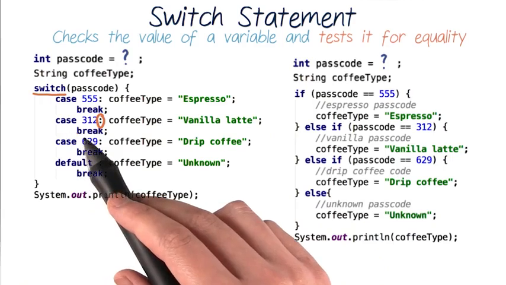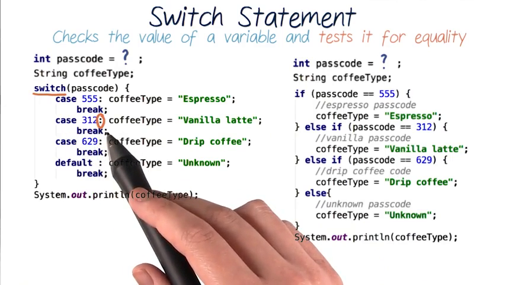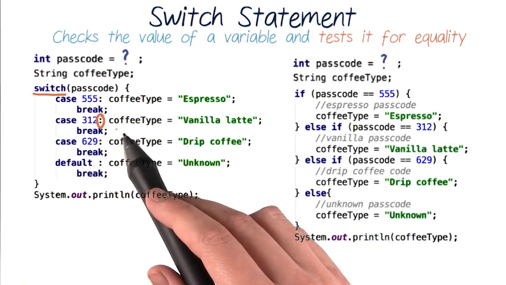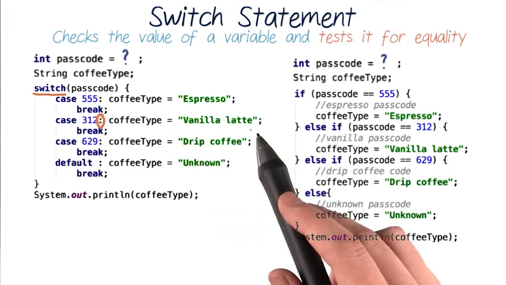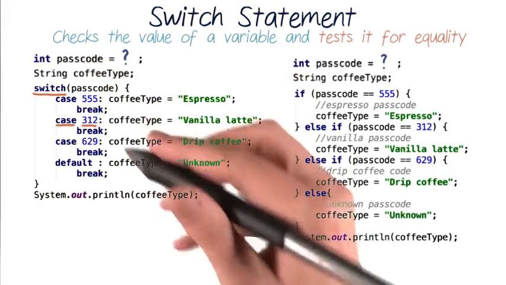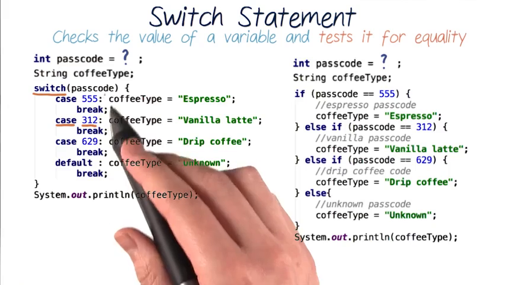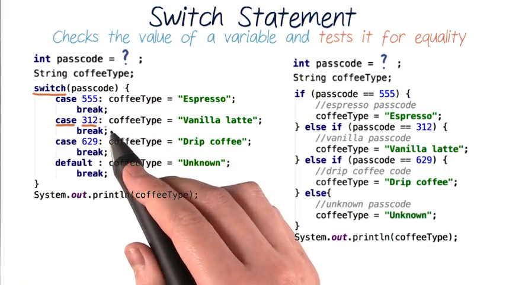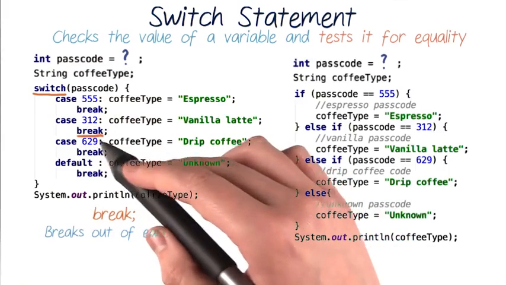Notice that after each case is defined, like case 312, we write a colon, not a semicolon, and then the instructions we want our program to execute, which is to give a certain value to our coffeeType string. And this is the format for all our cases. The word case, the specific value we want to check for equality, a colon, and then the code we want to execute. After each case is this word break.